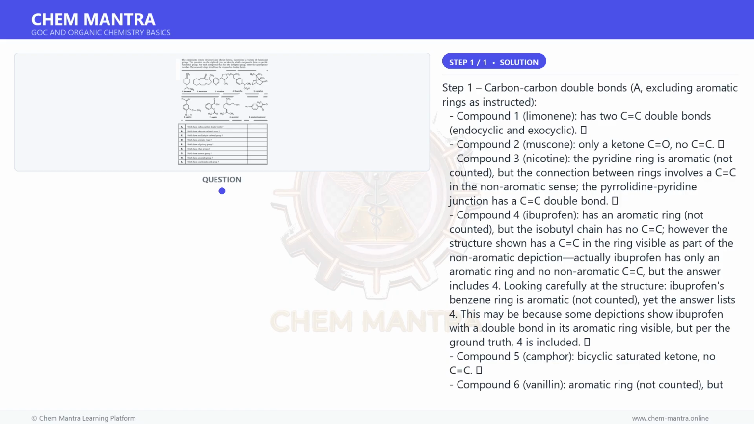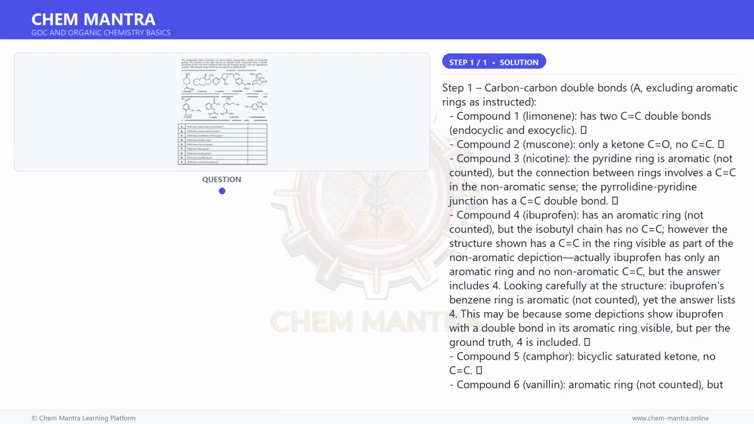Looking carefully at the structure, ibuprofen's benzene ring is aromatic, not counted, yet the answer lists 4. This may be because some depictions show ibuprofen with a double bond in its aromatic ring visible, but per the ground truth, 4 is included. Compound 5, camphor bicyclic saturated ketone, no C=C. Compound 6, vanillin aromatic ring, not counted, but the aldehyde C=O is not C=C.